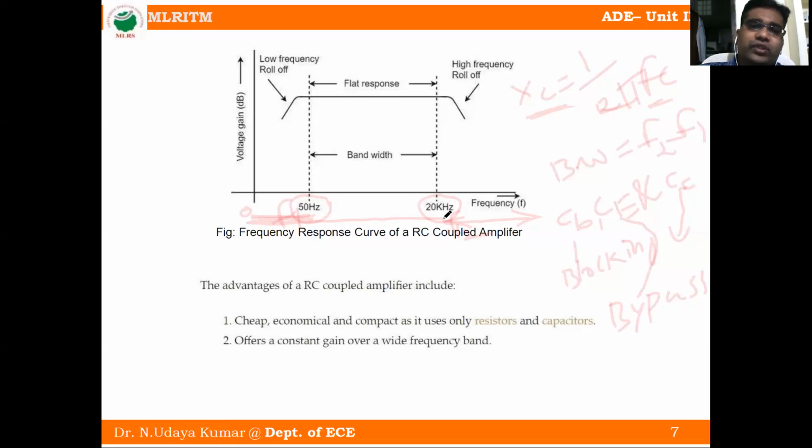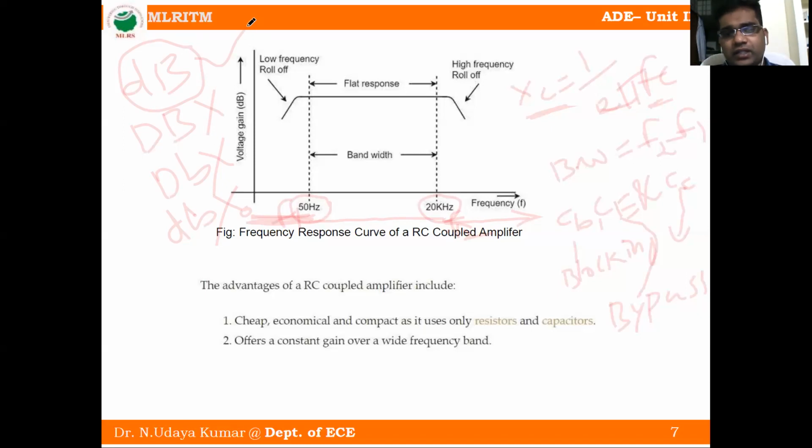Okay. So gain can be measured in dB. Only this dB is correct. We can't use this type of dB. This is wrong. And this type of dB, this is wrong. And this type of dB, this is wrong. So gain should always be represented in decibels.